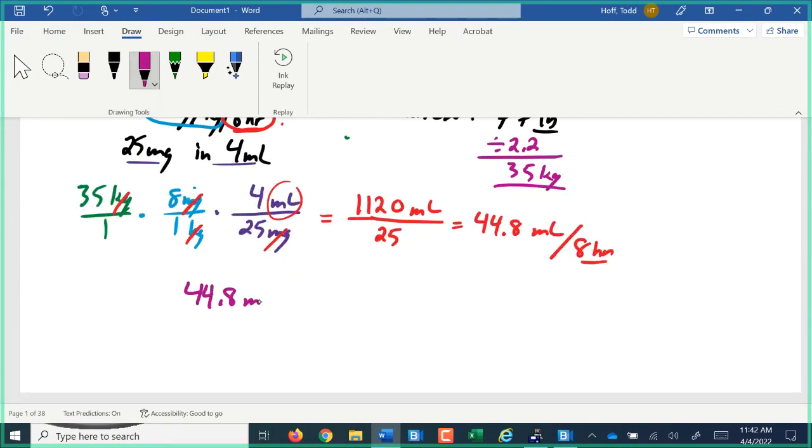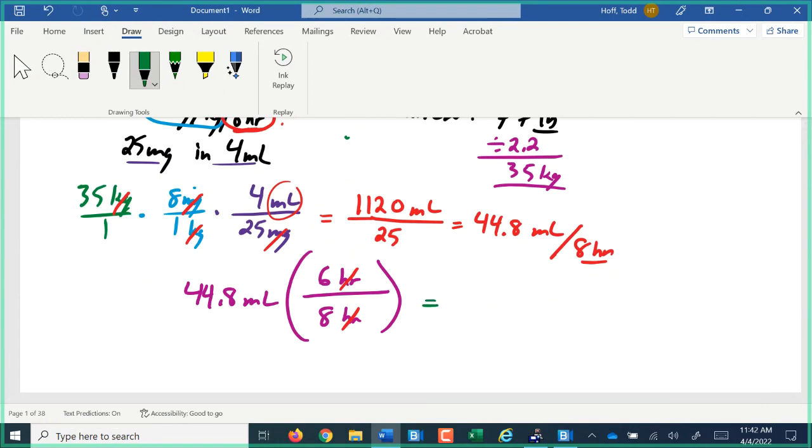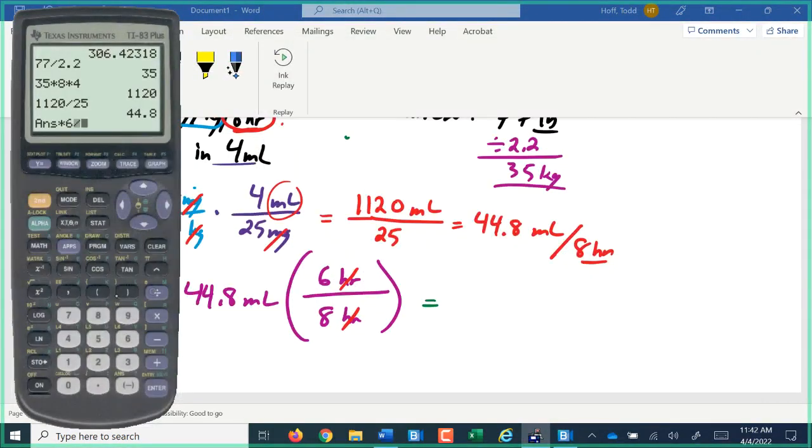44.8 milliliters. That's calculated on 8 hours. We're going to switch it to a 6-hour dose. The hours cancel out. 44.8 times 6 divided by 8 gives us 33.6.